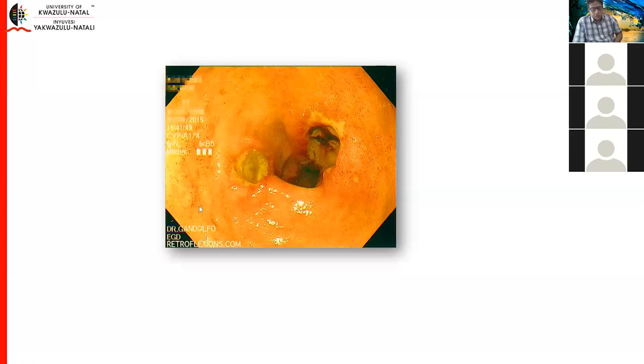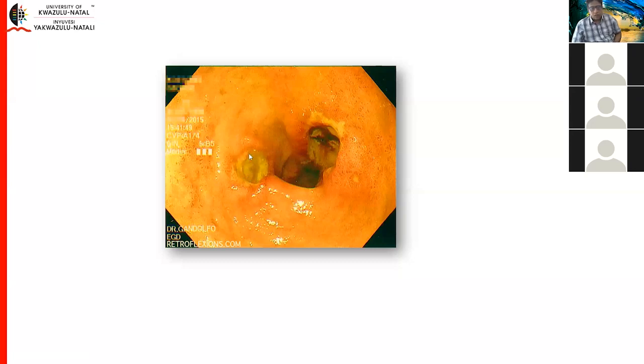So do you know what it's called when you have two ulcers like this in the duodenum? On both sides. Okay, good. Anyone else? Do you know what it is called when you have two ulcers on either side of the duodenum? So this is actually the anterior duodenum.